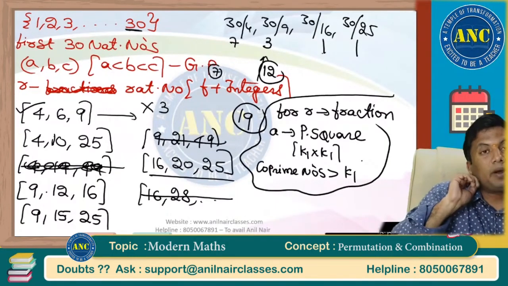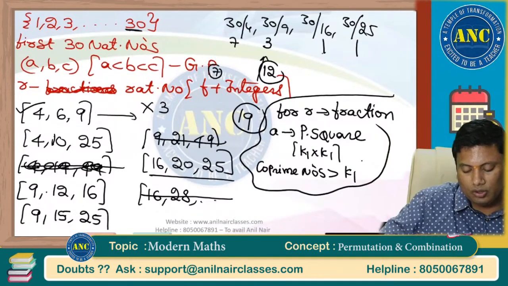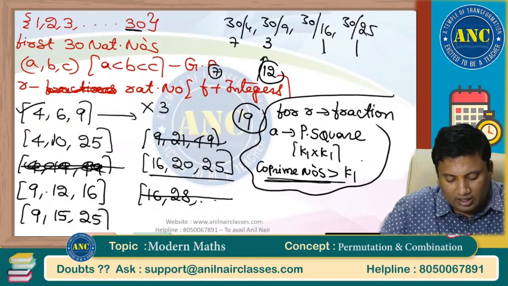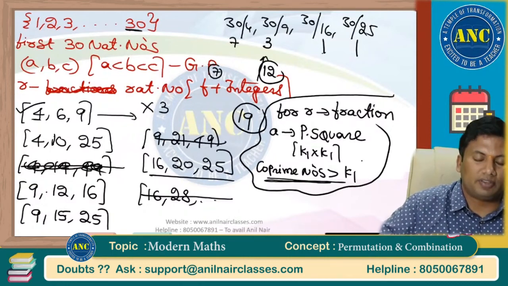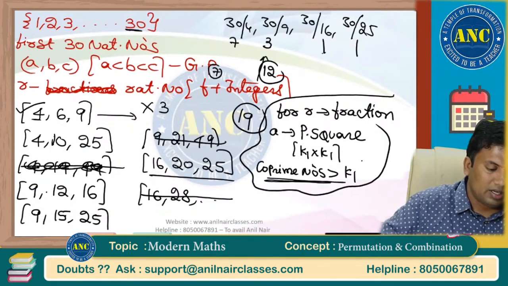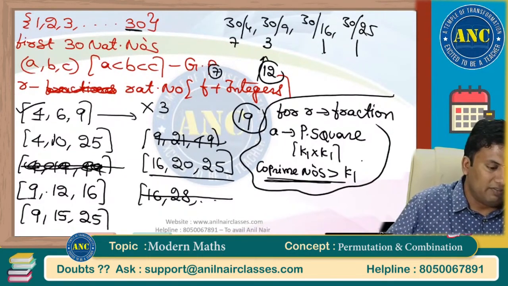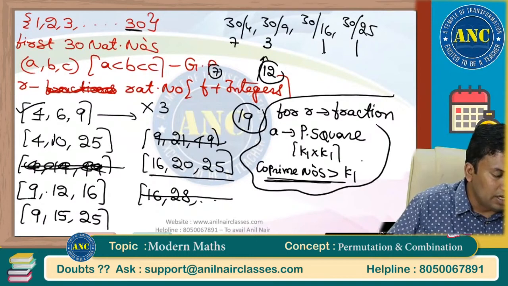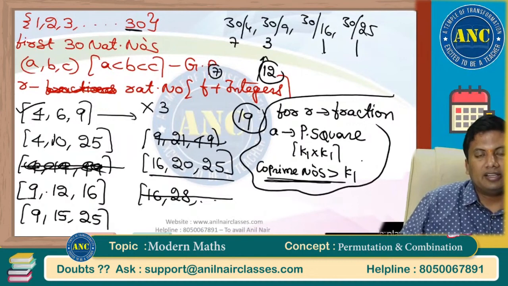Everybody kindly reply if this idea is clear to you. For R to be a fraction, A should be a perfect square. Take the co-prime numbers greater than K1. 4 is 2 into 2. After 2, what is the co-prime? 3. Right? After 3 into 3, what is the next co-prime? 4. Everybody kindly reply, sir. Everybody kindly reply if this logic is clear to you. Idea is clear, right?